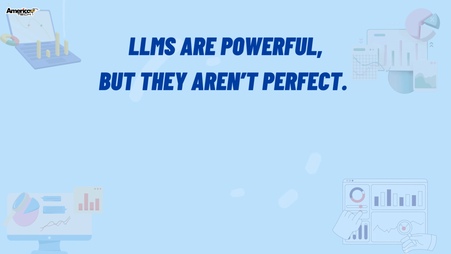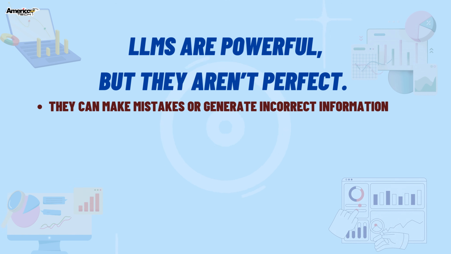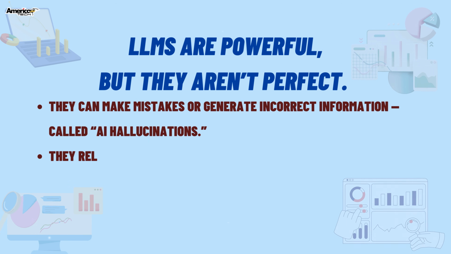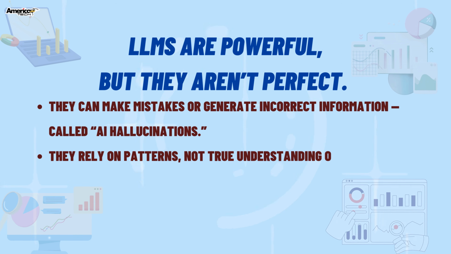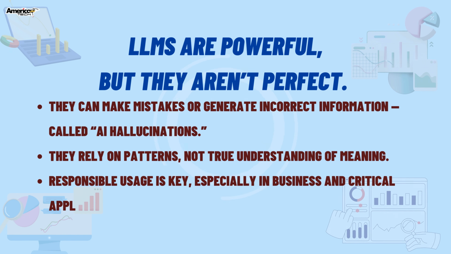LLMs are powerful, but they aren't perfect. They can make mistakes or generate incorrect information, called AI hallucinations. They rely on patterns, not true understanding of meaning. Responsible usage is key, especially in business and critical applications.